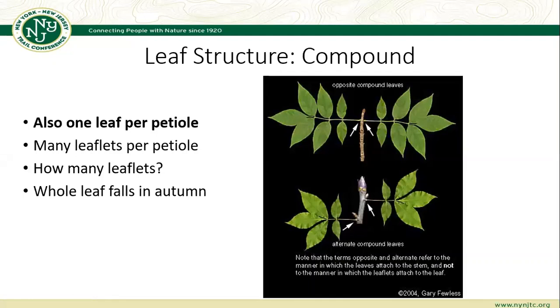Now I want to make an important distinction here. The leaf structure being compound, some might think that because these leaflets are coming out opposite of each other, this has opposite branching pattern, where that is not the case. So here you can see a compound leaf on the top that has opposite branching pattern. These compound leaves are coming out opposite on the stem. And on the bottom you can see compound leaves that have alternate branching pattern. So just because these leaflets come out opposite of each other does not mean it has opposite branching pattern.